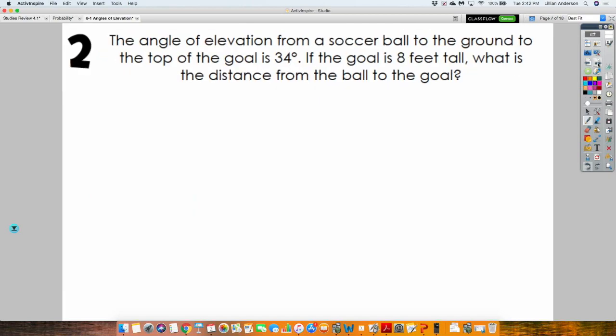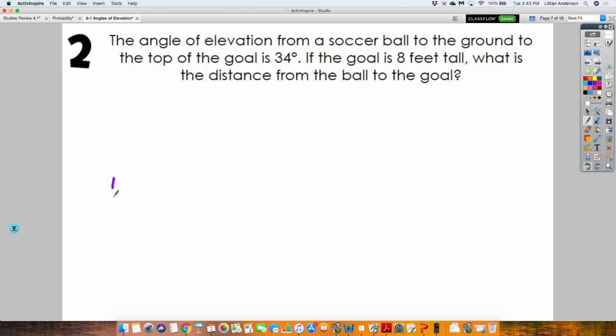Let's look at the second example. You guys will do a few on your own on your desk. The angle of elevation from a soccer ball on the ground to the top of the goal is 34 degrees. If the goal is 8 feet tall, what is the distance from the ball to the goal? I need a few things in this picture. What are they?